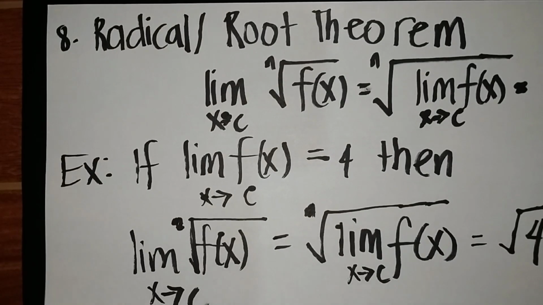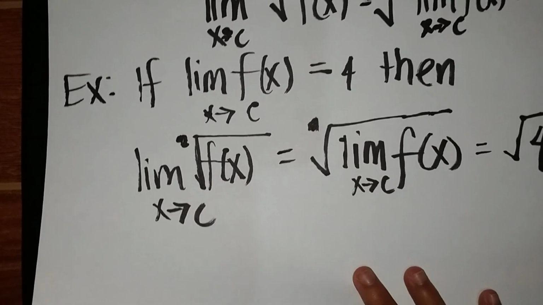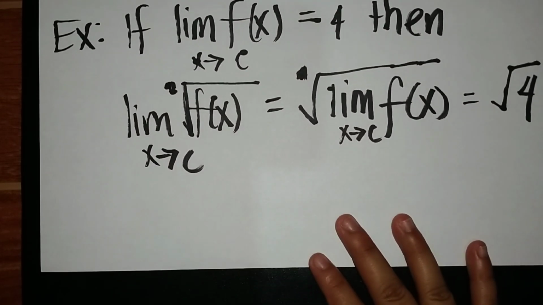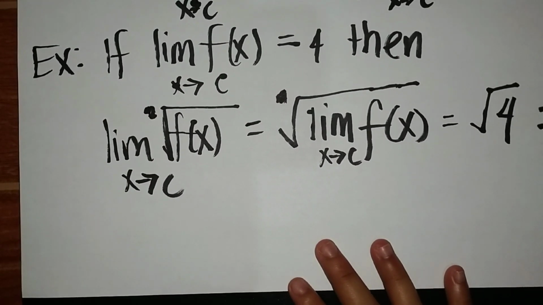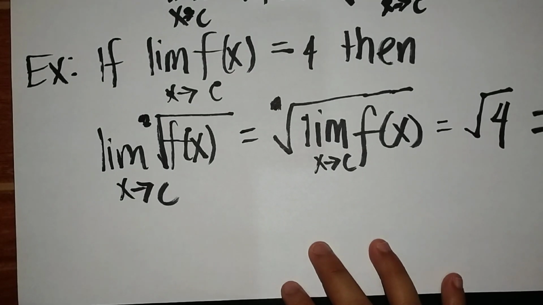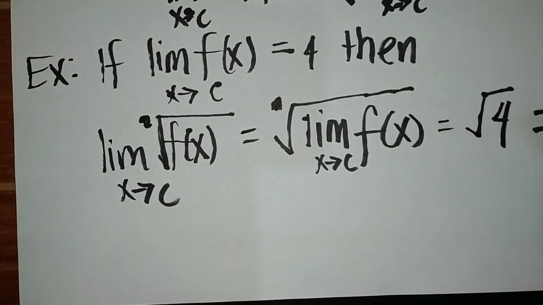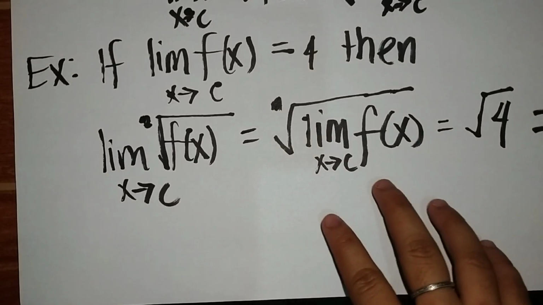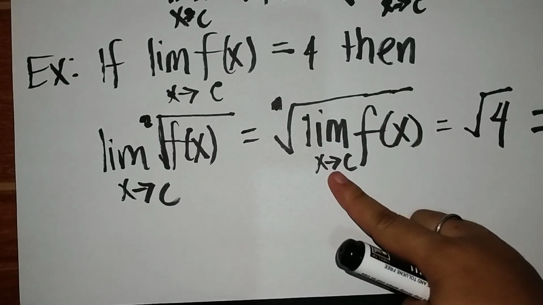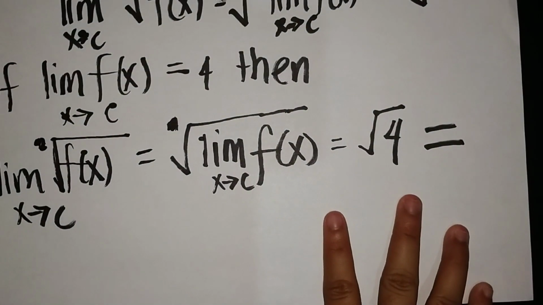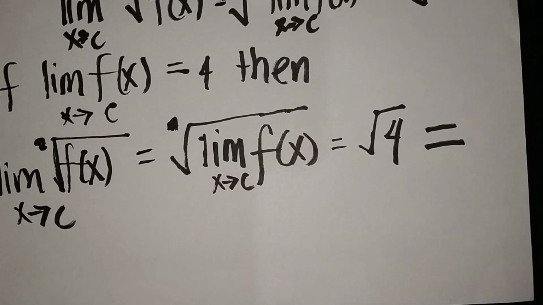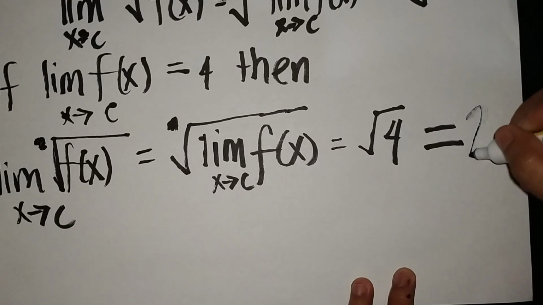For our radical or root theorem, for us to clearly understand it, let's deal with an example. We let the limit of f of x as x approaches c be equal to 4. Then the limit of the square root of f of x as x approaches c, with f of x inside the radicand, is equal to the square root of 4, which is equal to 2.